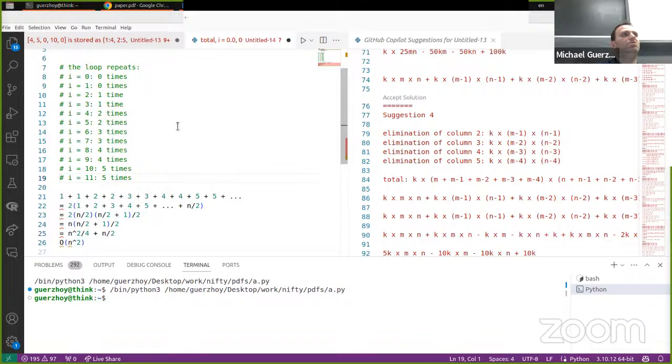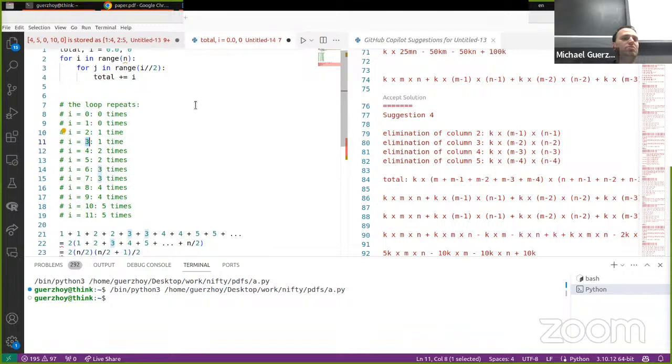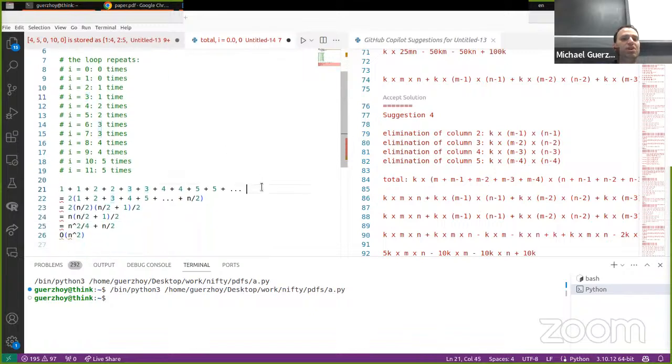Is that making sense? Yeah. So just count how many times this repeats, and it repeats approximately i over 2 times. In fact, this is integer division, so it's exactly 0 times twice, because 0 over 2 and 1 over 2 are both 0, and then 2 over 2 and 3 over 2 are both 1, and so on. So that's the total number of times that it repeats, up to n over 2 plus n over 2.